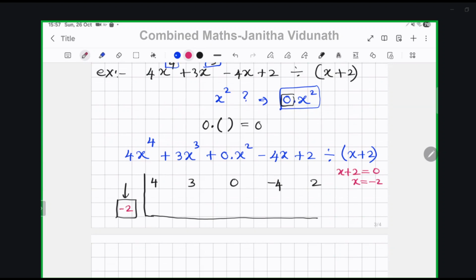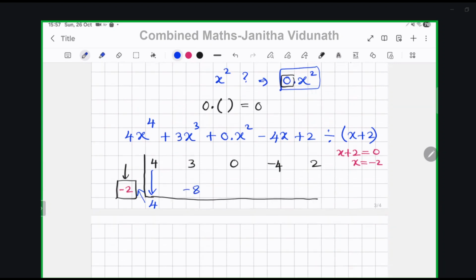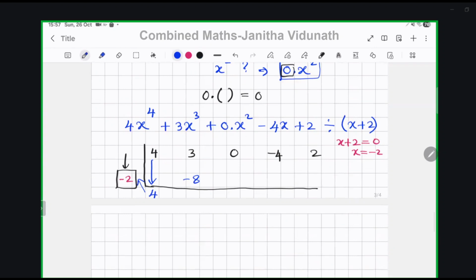Then first we need to bring down this number, that means 4. Then 4 needs to multiply with minus 2 and send to the next column. That means minus 8. Then we need to add those two numbers. That means 3 minus 8 means minus 5. Then we need to multiply minus 5 with minus 2. That means 10 and send to the next column. Then we need to add up those two numbers. That means 0 plus 10 is 10.